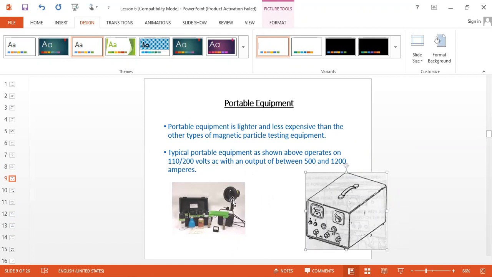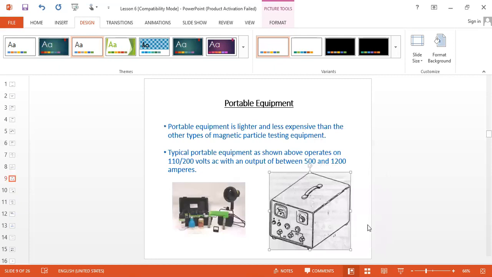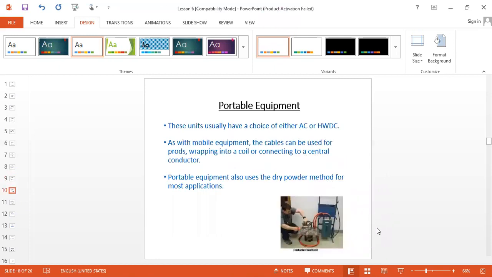Okay, this is the portable equipment kit: gauss meter, yoke, and this one is the ultraviolet light. This is the black ink. This is the dry powder. This is the fluorescent magnetic ink. So these are the things we are going to see in portable equipment. But one of the most beneficial things about portable equipment is we can carry this equipment to the location, depending upon your requirement. Means we can move from one side to another side. So it's possible in case of portable equipment.